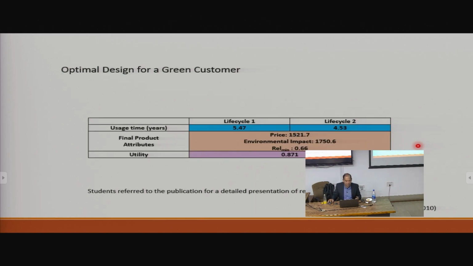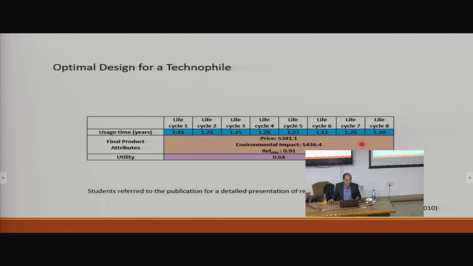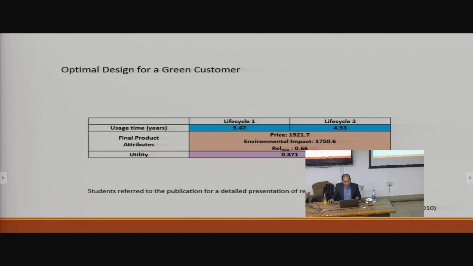If we go down to greens, almost nothing. So they are holding on to the product for 5.5 years each. This was a 10-year planning horizon. Their price is much cheaper because they're mostly working with used products, most likely something that these people handed down. Environmental impact is much lower, and the minimum reliability is also much lower, right?